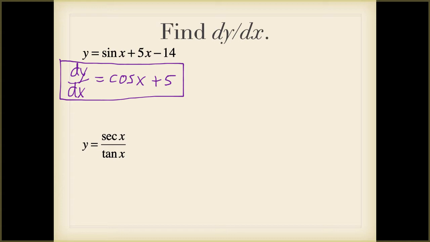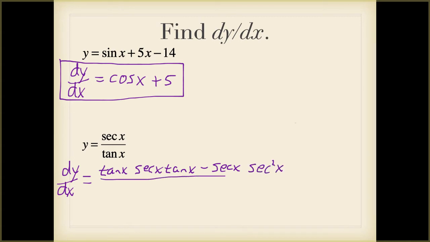The next one we have is y equals secant x over tangent x. And we're dividing, so let's use our quotient rule because we need some practice with this. So to take our derivative, we take dy dx, use our quotient rule, and we have low, which is tangent x, d high, which is secant x tangent x, minus high, secant x, d low, secant squared x, all over low squared.